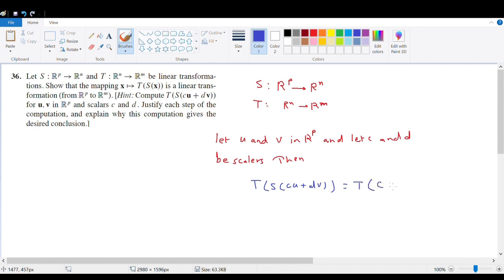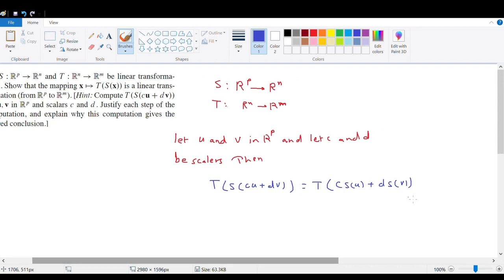This is equal to T(cS(u) plus dS(v)), because we said that S is linear. So this is because S is linear. For this one, because S is linear, we can rewrite the inner one as cS(u) plus dS(v). So we can take c out, so cT(S(u)) plus, also we can take d out, dT(S(v)). Why we do this? Because we see also T is linear.